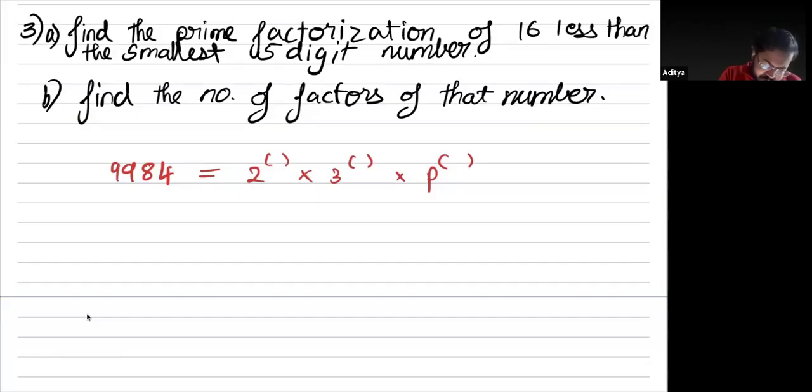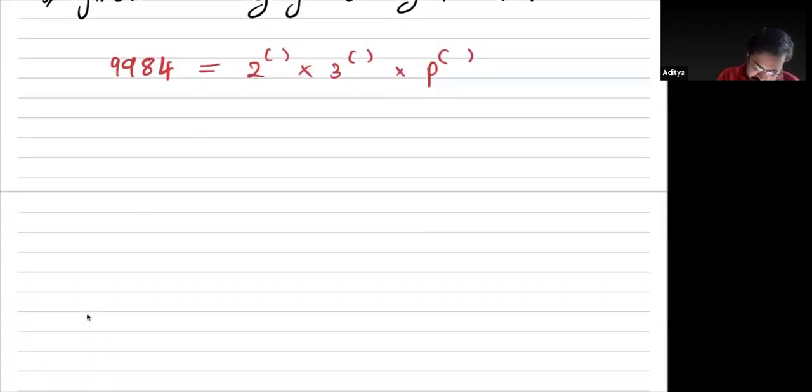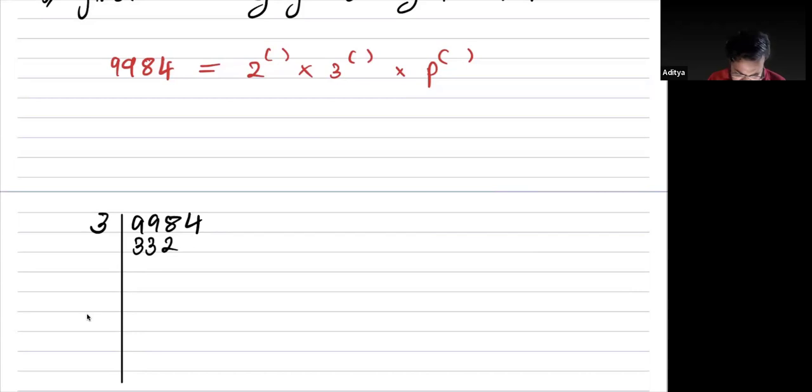Okay, so what you can do is start making a ladder with 9984. You can divide this number by, let's say, start with 3. So you get 3328. This is correct, right? 3328. And then again, dividing by 3 is not possible because this number is not divisible by 3. So you divide by 2 and get 1664.